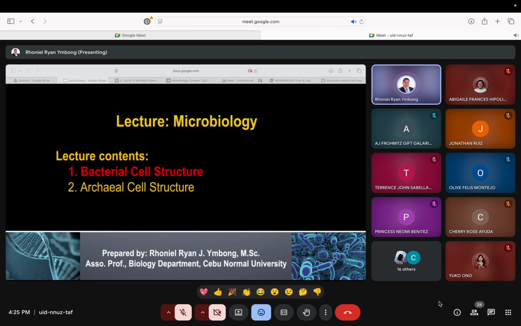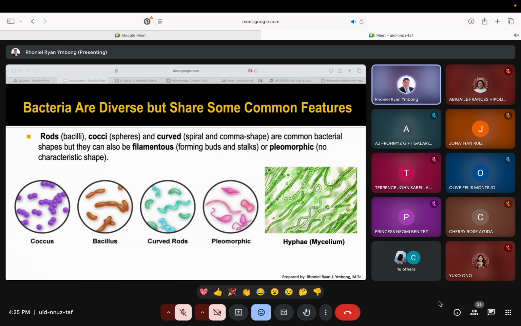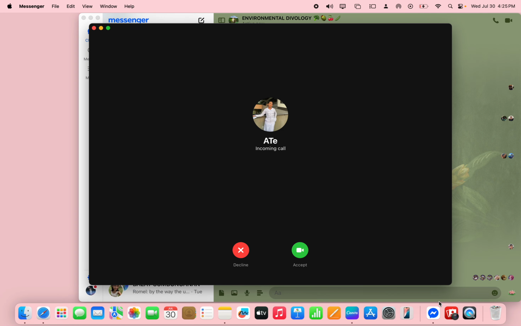Okay. So for your bacteria, basically they have a wide spectrum of cell shape and arrangement. But they have these particular groupings of shapes where we can eventually group them together according to whether they are circular or rod shaped or even filamentous or curved. So when we look at the common shapes and arrangements of our bacteria, we have this particular set of shapes.